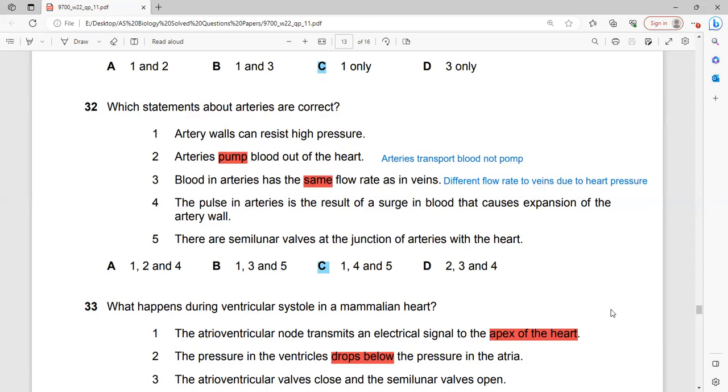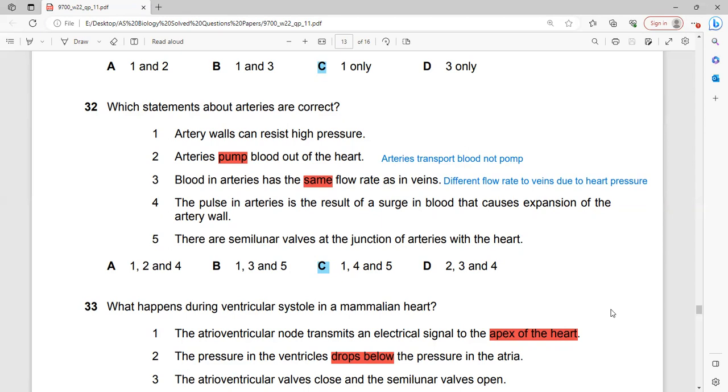What about the artery pumping the blood out of the heart? It's not a function of the artery, it is a function of the cardiac muscle, or the heart, to pump the blood. Now, the blood in the artery has the same flow rate as in the vein? The flow rate is different. Why? Because the blood is moving in the artery by the heart pressure, while in the vein there's no heart pressure. So that's why the word same is wrong here. The pulse in the artery is a result of a surge in the blood that causes the expansion of the artery wall. So this is the correct option.